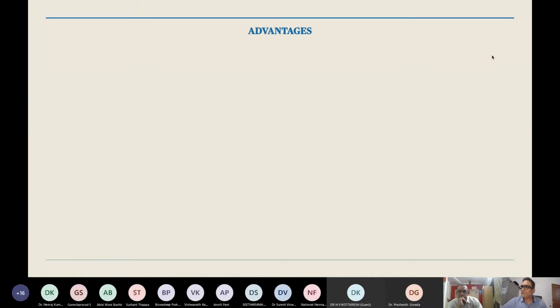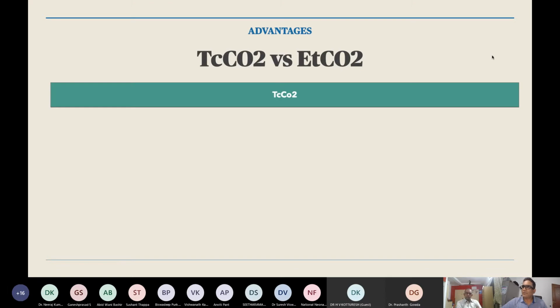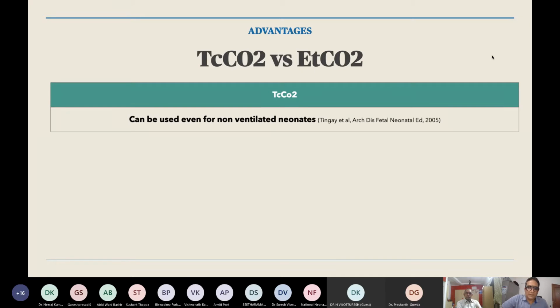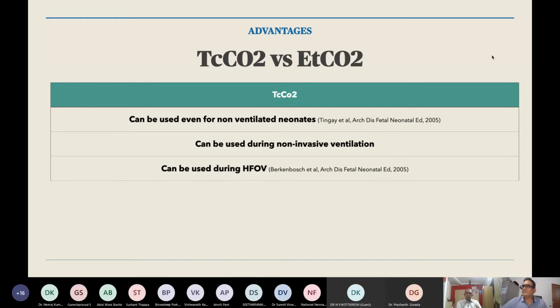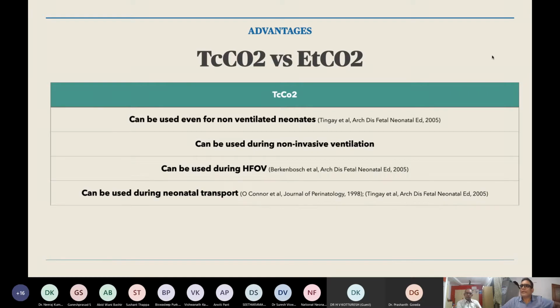So the advantages of this transcutaneous CO2 when compared to end-tidal EtCO2: the transcutaneous CO2 can be used even for non-ventilated neonates. Say, for example, babies on high-flow nasal cannula oxygen, babies on non-invasive modes of ventilation, they can be used, number 1. Number 2, it can be used for non-invasive ventilation. It can also be used in high-frequency ventilation, high-frequency oscillation ventilation, whether it is invasive or non-invasive.